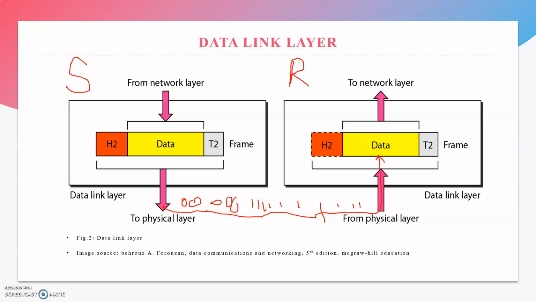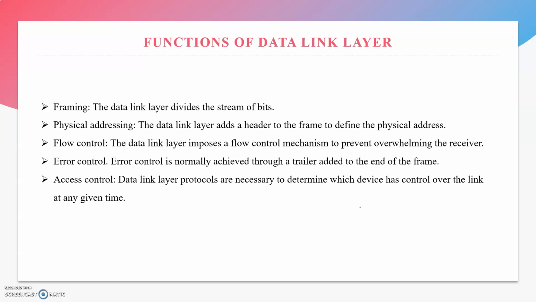Now it will not understand which data, which frame was sent by the sender, and which was sent by the receiver. So to prevent this overwhelming from the sender side, and to protect the receiver so that it can easily understand and easily receive the data, flow control is maintained. That is maintained by the data link layer.